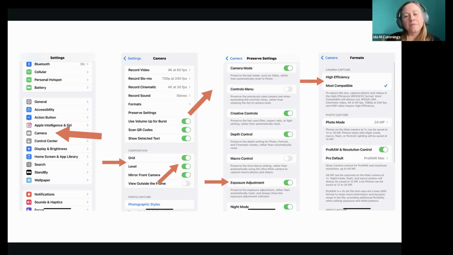So I like to edit my stuff in Lightroom, which is an Adobe product, and having the most compatible allows the photo colors to be more true as I go between editing and shooting. So I suggest that you do this, unless you don't want to edit your photos and you have low storage on your phone, then I would do high efficiency. Does anyone have questions on these before I move on?